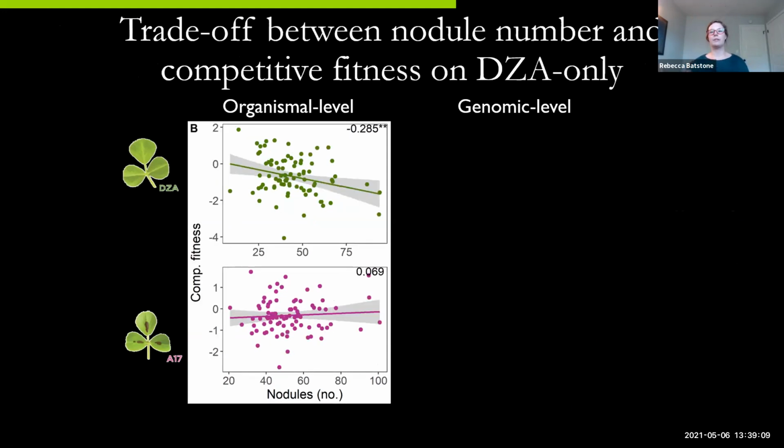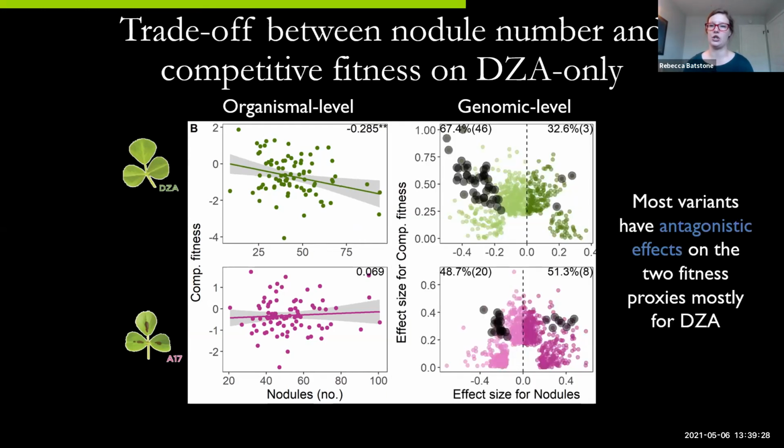Okay, so here are the results when we're regressing strain means for nodule number on the X and competitive fitness on the Y. And we see a significant negative correlation, but only for one of our plant lines, for DZA. Again, suggesting this trade-off, but we actually don't find a correlation for A17. And then here are the results at the genomic level. So for DZA, most of the significant variants are falling to the left of 0, again, suggesting that these effects tend to be antagonistic. Whereas for A17, variants fall in nearly equal proportion on either side of 0, although the majority of those pleiotropic variants have antagonistic effects.